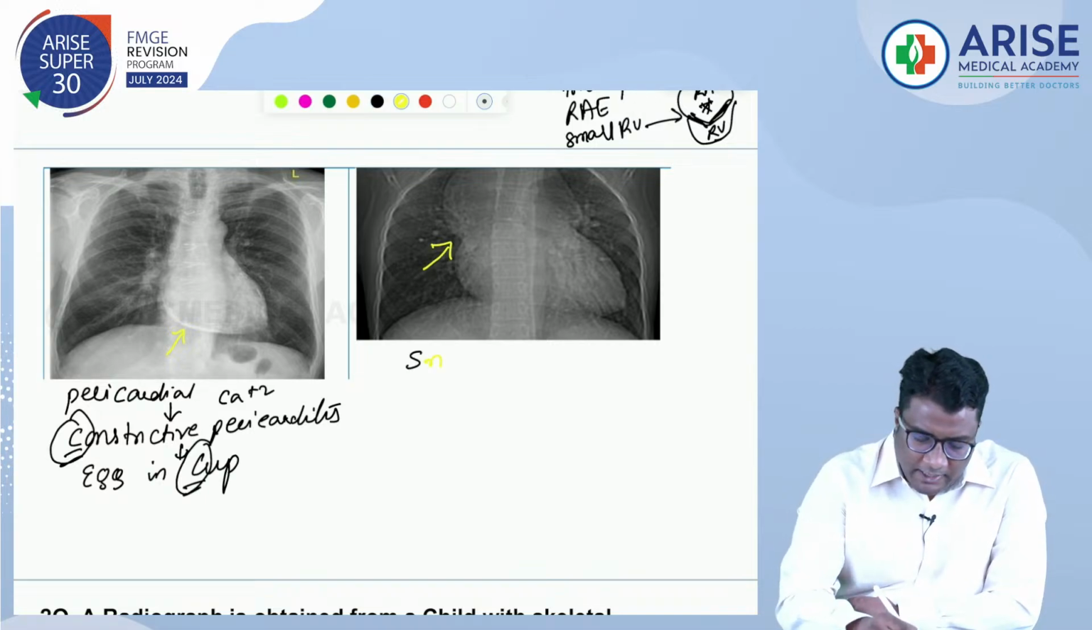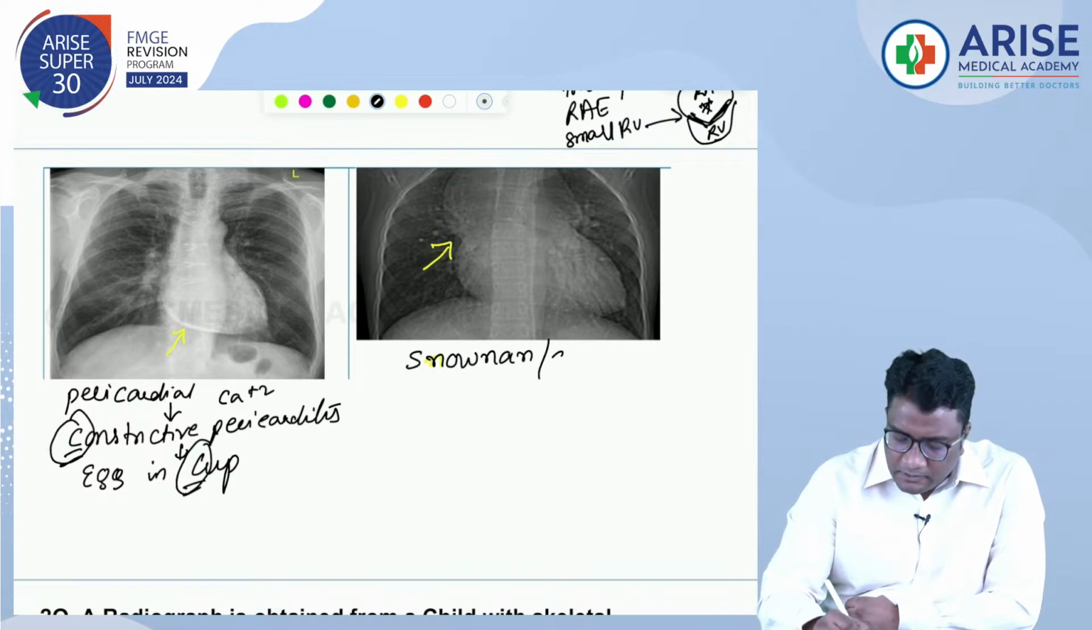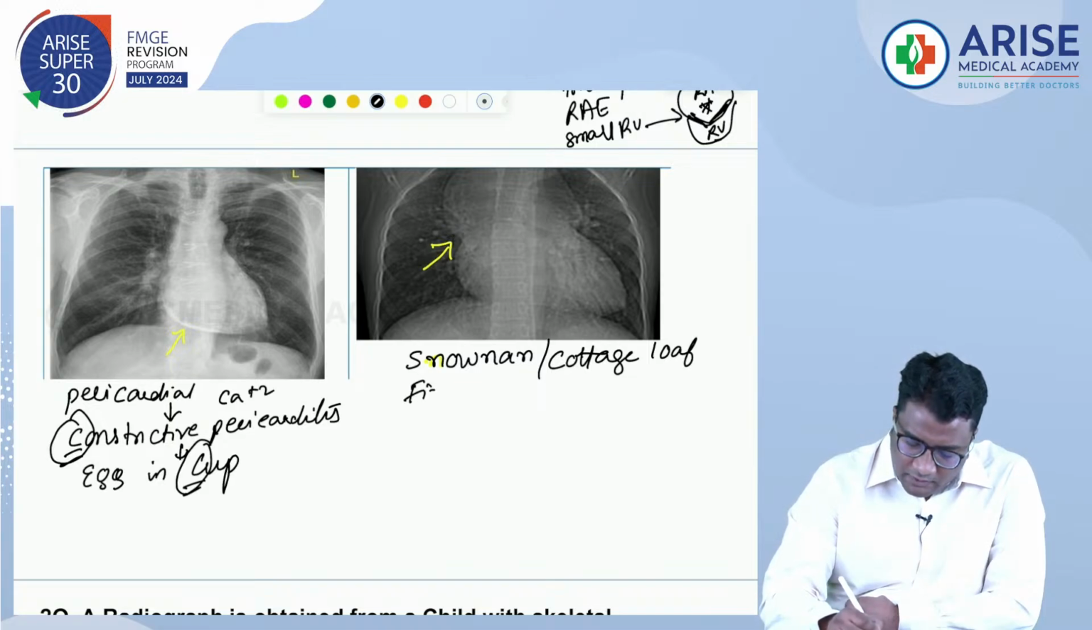This is snowman appearance, right? Snowman or cottage loaf or classic figure of 8 appearance of the heart. This is supracardiac TAPVC.